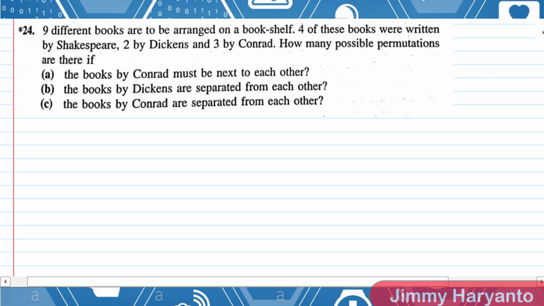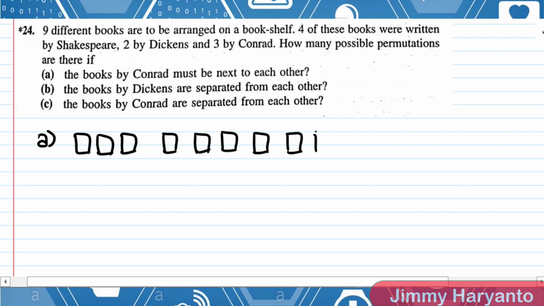9 different books are to be arranged in a bookshelf. There are 4 books written by Shakespeare, 2 by Dickens, and 3 by Conrad. How many possible permutations are there if the Conrad books must be next to each other? Okay, so we have 9 boxes, 1, 2, 3 for Conrad, 4, 5, 6, 7, 8, 9.